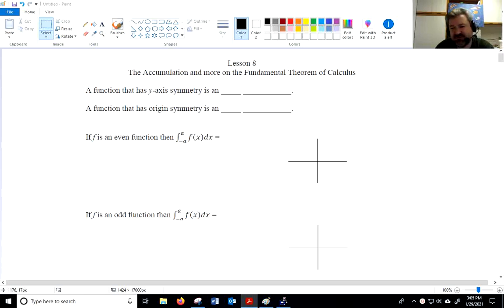Today I want to talk more about the fundamental theorem of calculus. Particularly, we're going to talk about accumulation, and we're also going to look at some special cases. So let's get right to it.